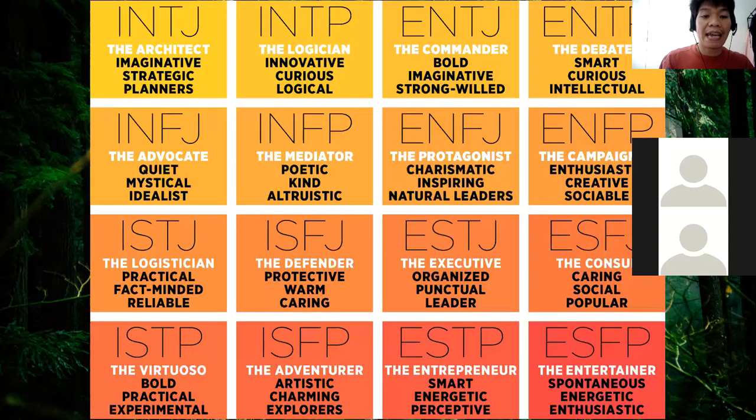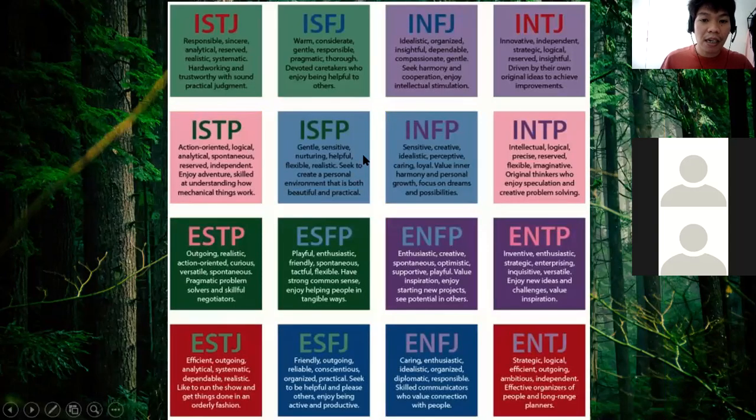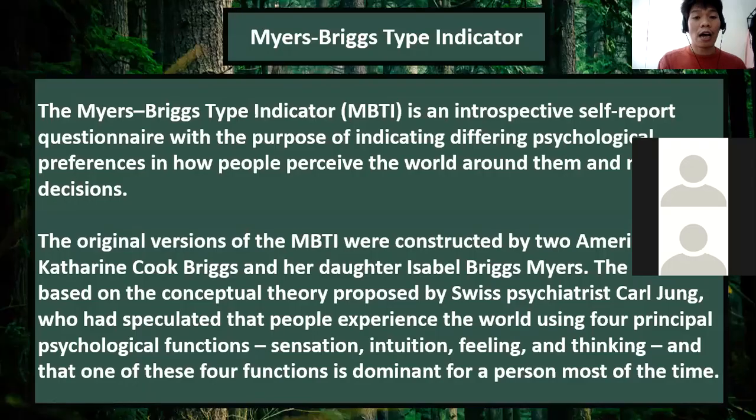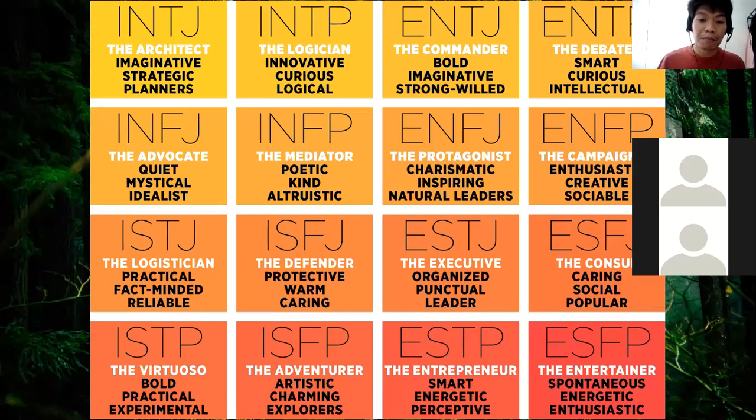So if you are INFP, just like me, you know, sensitive, creative, idealistic, perceptive, caring, loyal, value inner harmony and personal growth, focus on dreams and possibilities. So if you are ISFP, are gentle, sensitive, nurturing, helpful. Meron dito sa according to Myers-Briggs Type Indicator, yung personality types natin is like spectrum. Meaning meron siyang possibility na kapareho ng attributes sa other personality types. It's just a matter of kung ano yung dominant sa inyo.